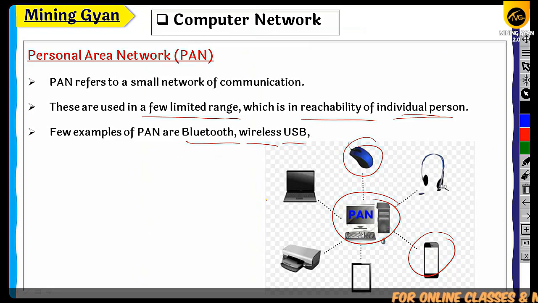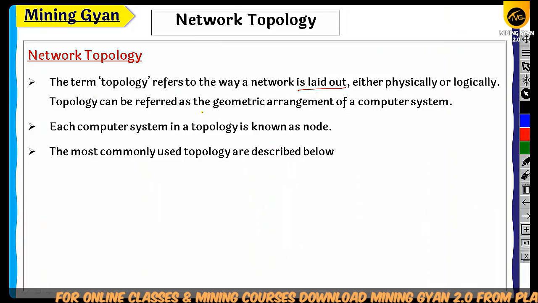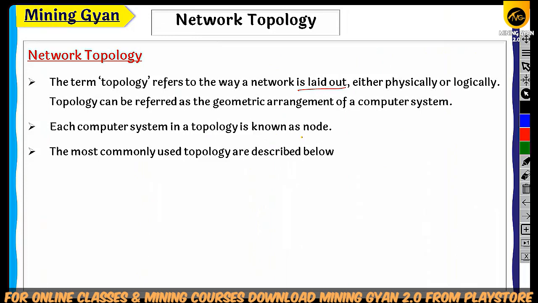Okay. The last topic for today's class is the network topology. The term topology refers to the way a network is laid out either physically or logically. Topology can be referred to as the geometric arrangement of computer systems. Each computer system in a topology is known as a node. The most commonly used topologies are described below.